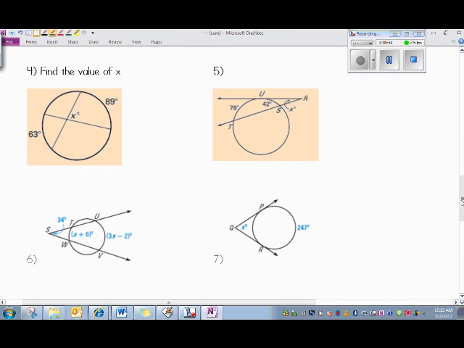On the back, I just have a couple of practice problems that I will work through with you. So these are kind of like an assortment of different things you'll see.